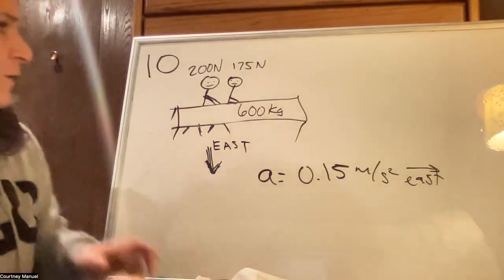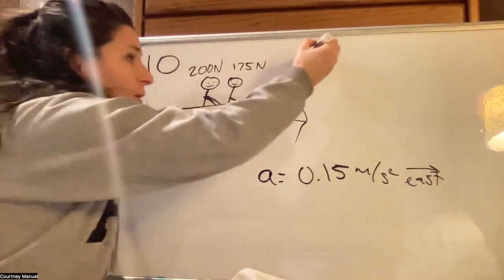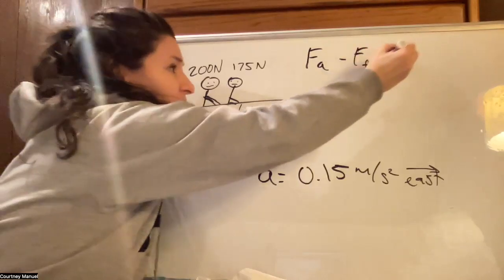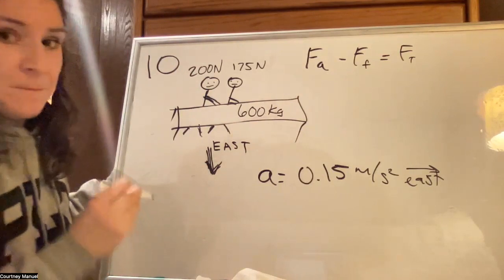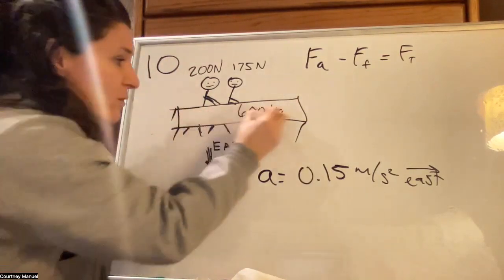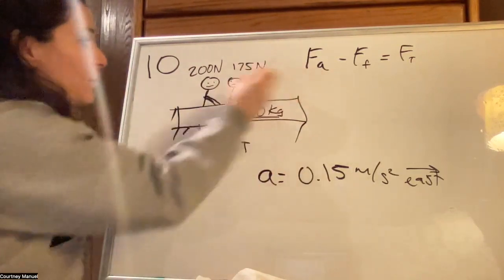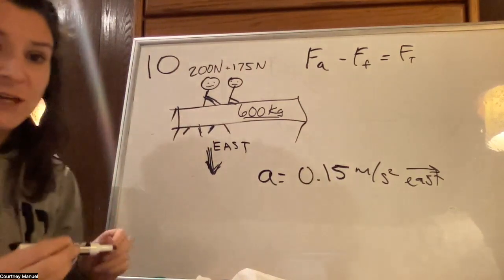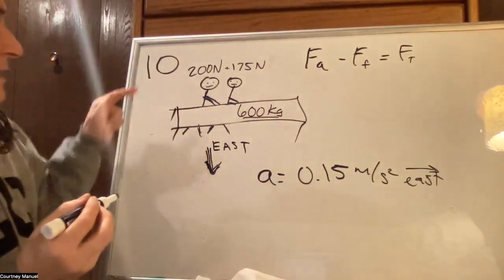Okay, we have applied force. So we're going to have the applied force subtract the friction force is going to tell us what our total force is. Now our total force is also equal to the mass times the acceleration. So we can figure that one out. The applied force is going to be these 2 guys added together and the friction force is our unknown. So let's start with our applied force because that's the easiest.